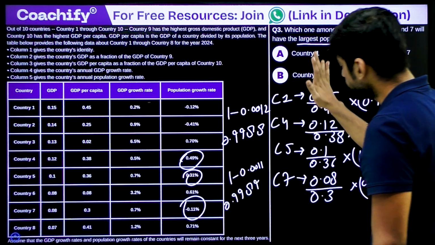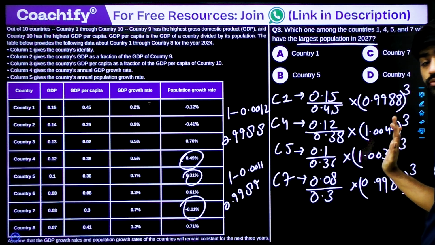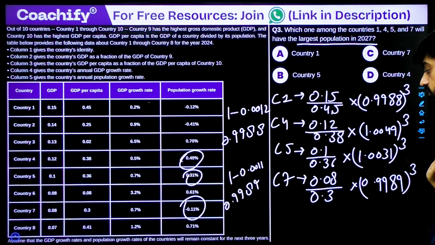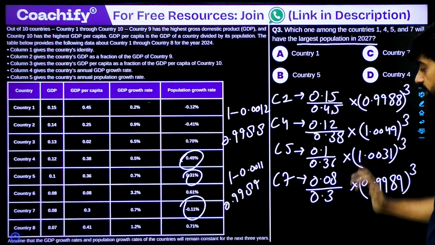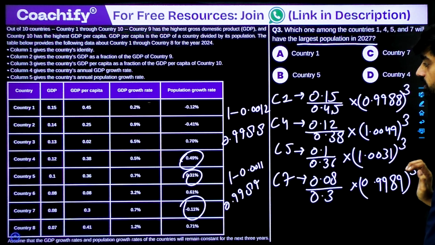Again, to calculate these values, it is better to use the calculator because the values may be very close, and there are high chances of making an error here. So when you calculate, you will find that the population value is largest for C1, and the correct answer will be option A.